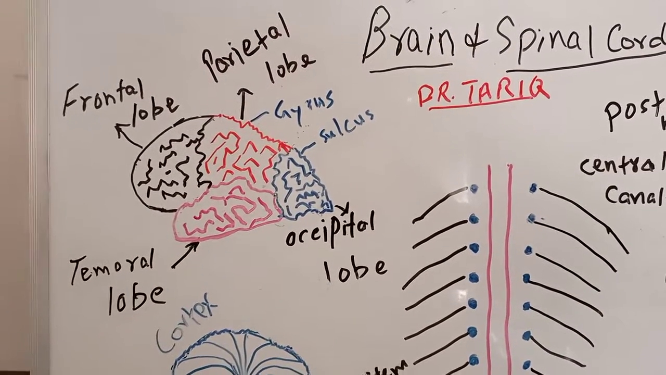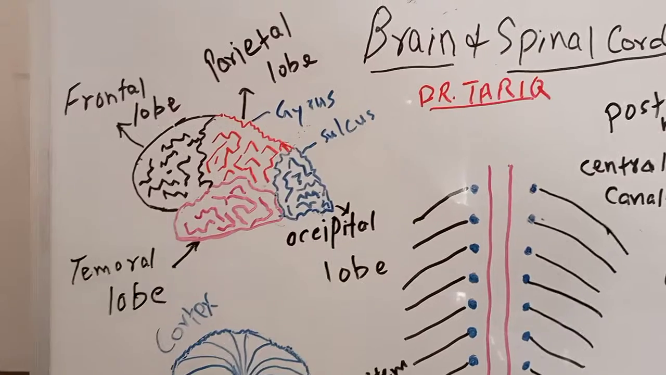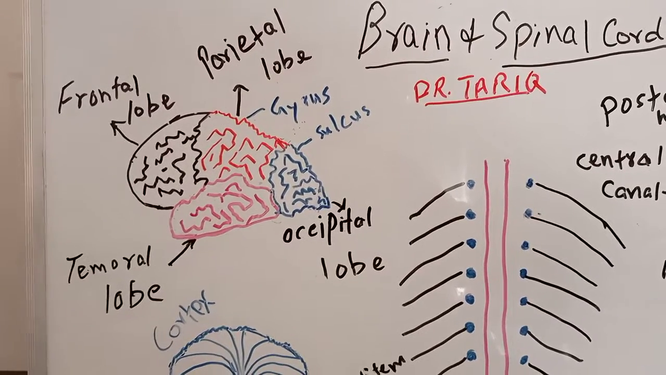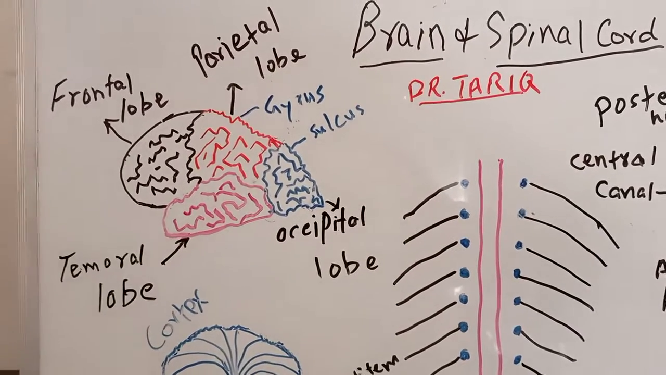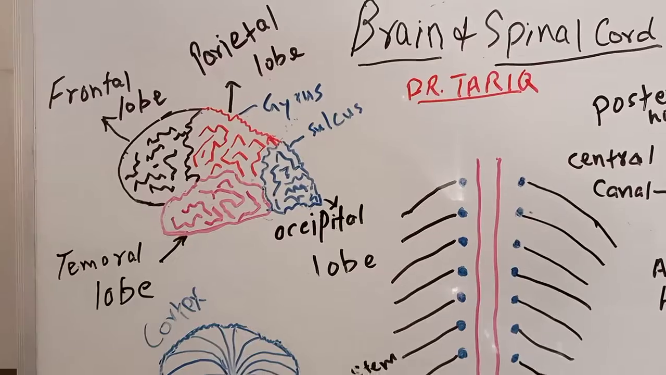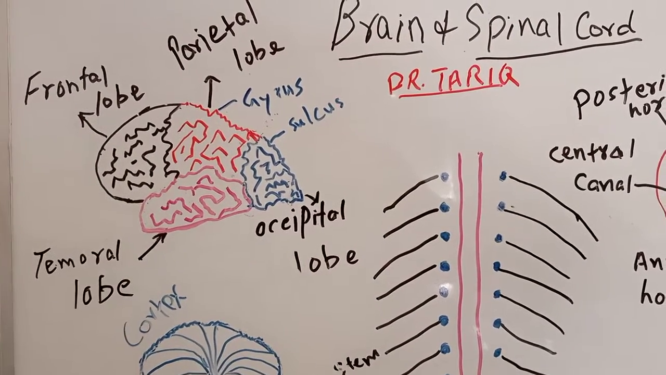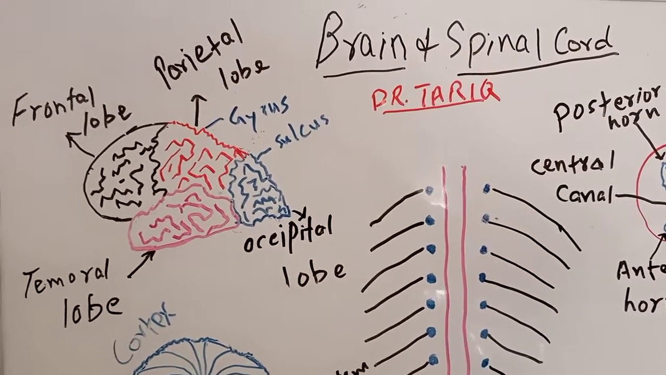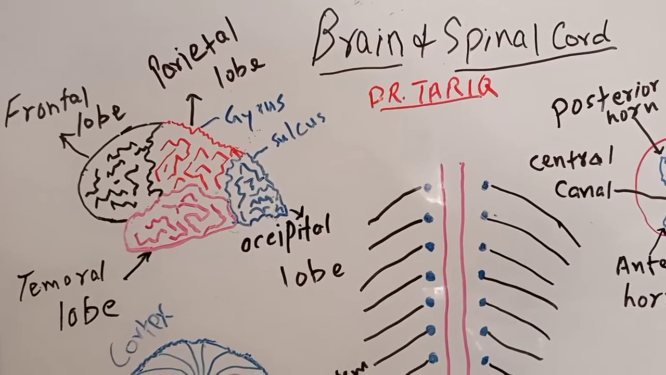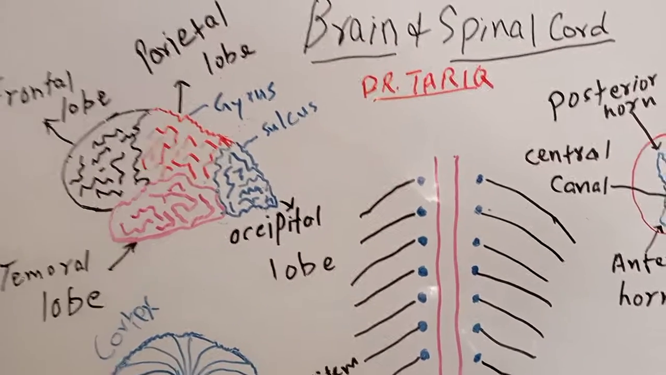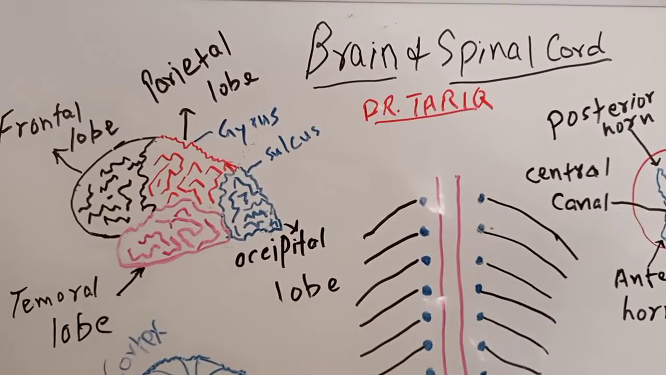It has gyri, elevation and depression on its surface. The elevations are known as gyrus or gyri, and depressions are known as sulcus or sulci. It is said the person who has more gyri and sulci he or she is more intelligent.